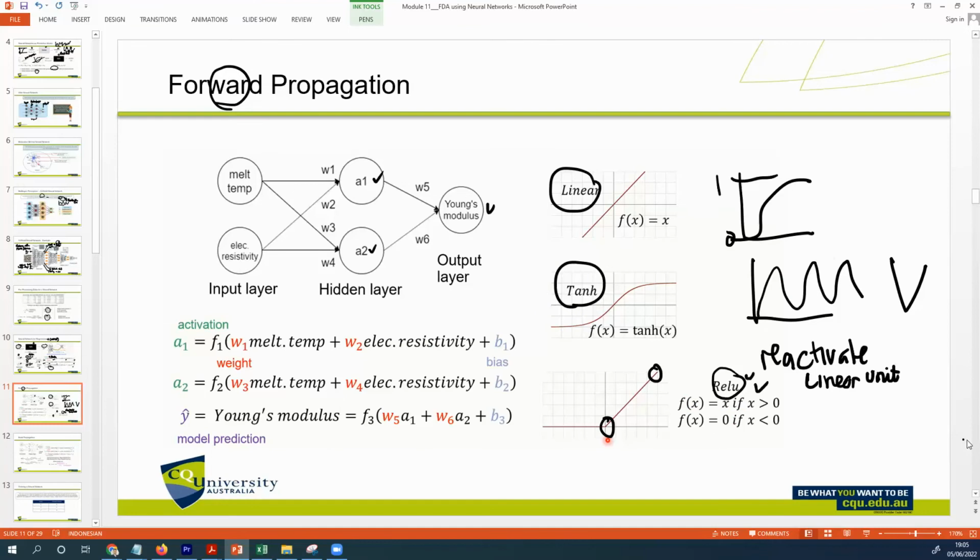So in the forward propagation, it is the same: W1 times melt temperature plus W2 times electric resistivity plus bias equals A1, likewise A2, and then Y, the Young modulus, is the function of W5 times A1 plus W6 times A2 plus B, using ReLU.